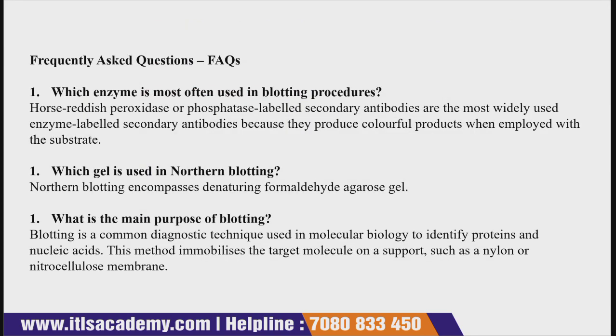Now let's quickly understand some important questions that can be asked in the interview or sometimes in your examination. Which enzyme is most often used in the blotting procedure? The answer for that is horseradish peroxidase or phosphatase labeled secondary antibodies are most commonly used enzyme to label secondary antibodies because they produce a colorful product when employed with the substrate. So this is the answer for this question.